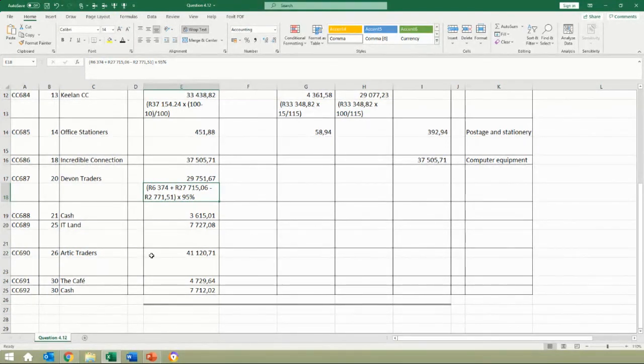But then we get a settlement. So we get a 5% discount, and that is why I've got a 95% there. It's 100% less the 5%, which gives me 95% to get to how much money I've actually paid. And then because it's a payment of an account, we only take it to the creditors control. It doesn't go anywhere else because it's physical cash that we've paid.